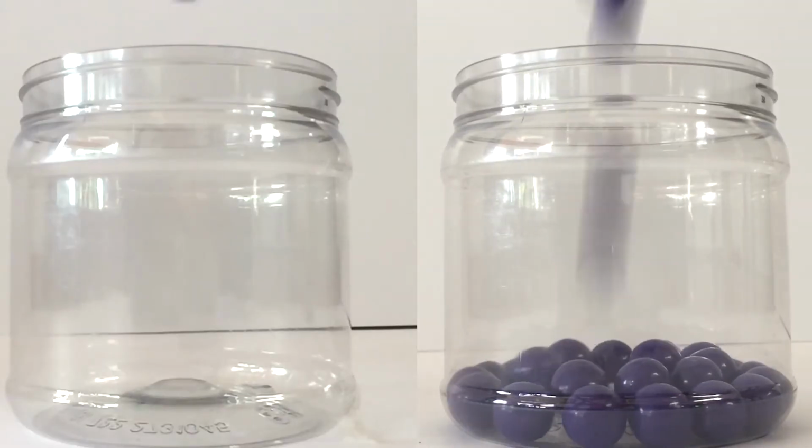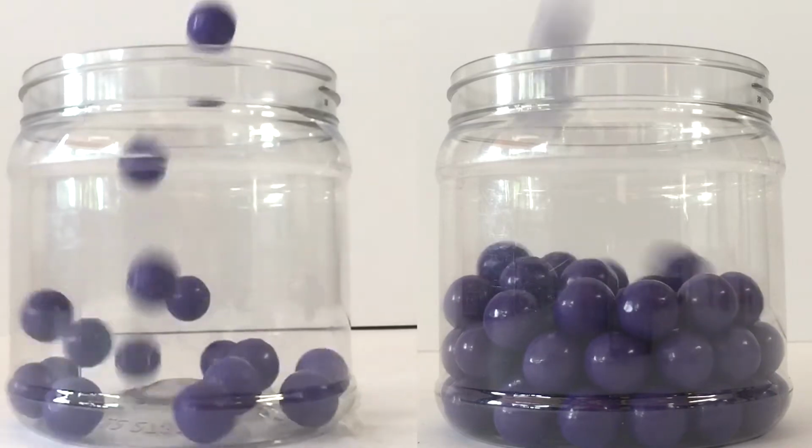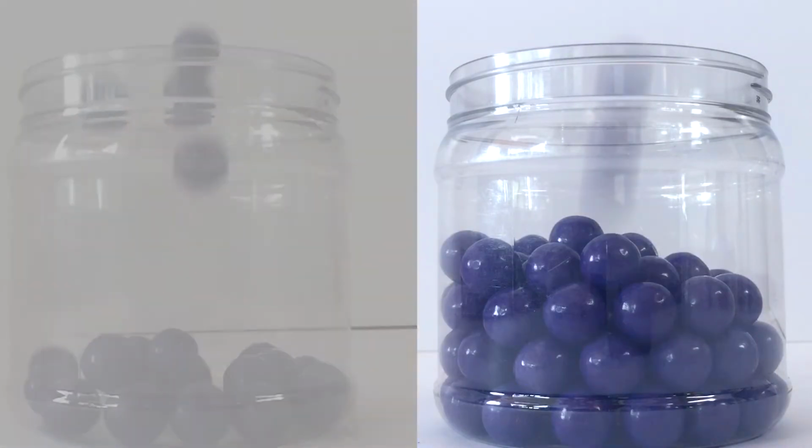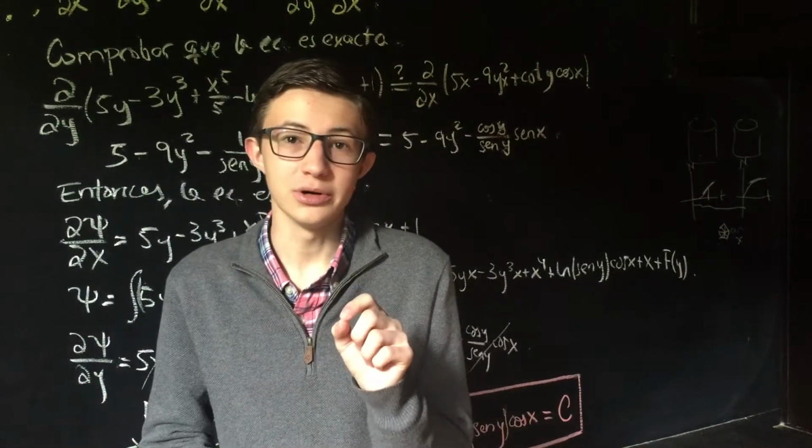Now, take a look at these two containers. Which of these is being filled at a faster rate? Yes, this one. Since a bigger derivative represents more change, the derivative of the number of balls with respect to time in this container is larger than the derivative in the other container at any moment you watch.